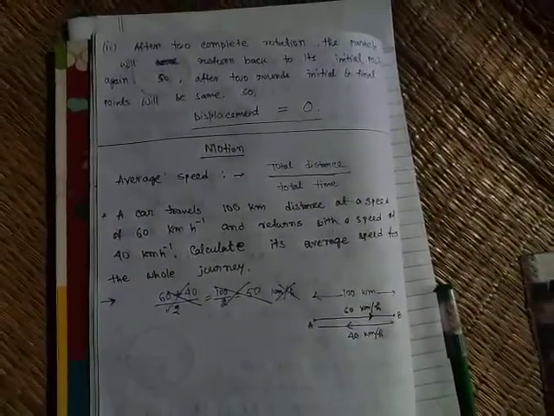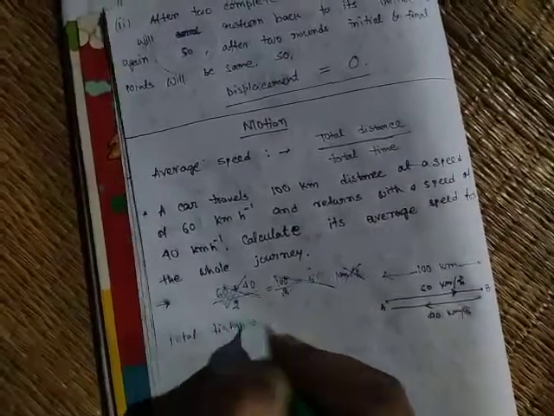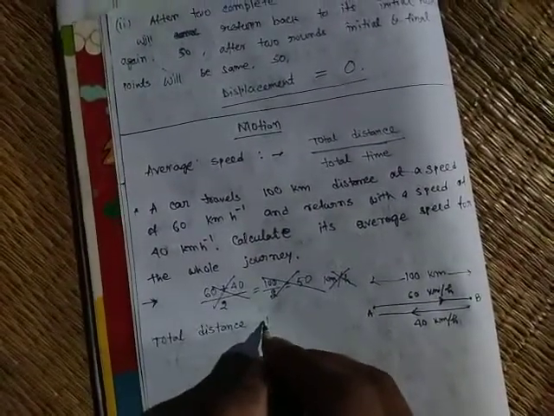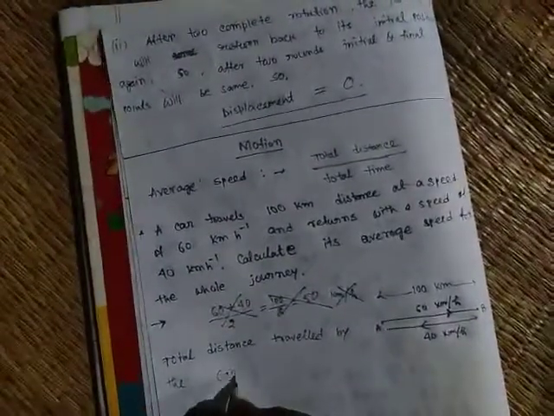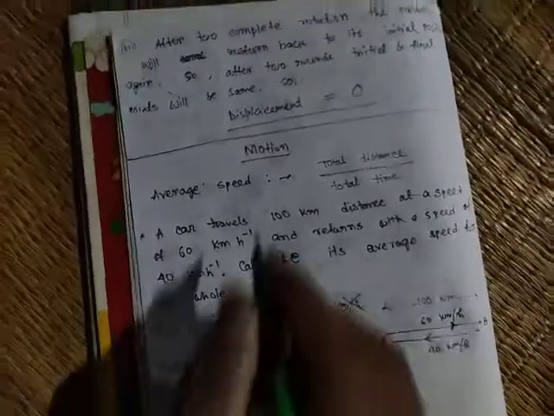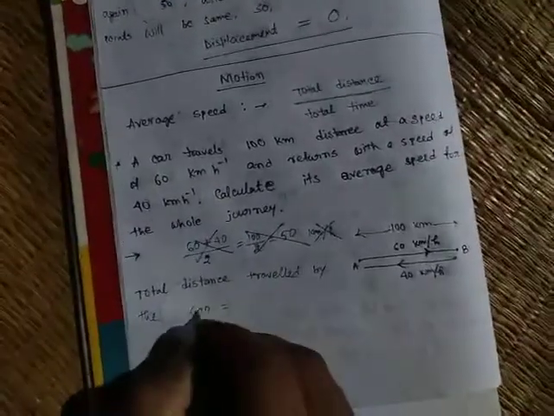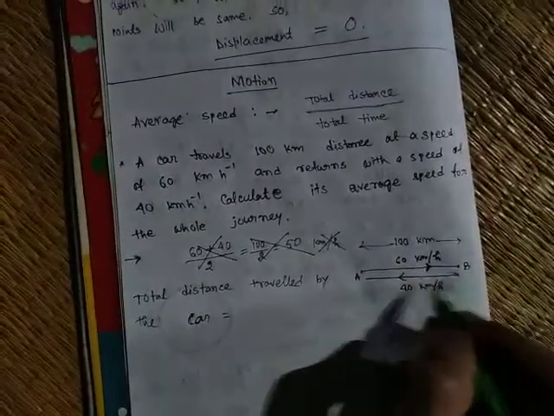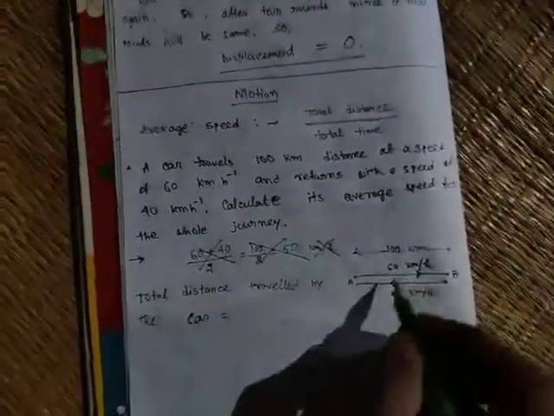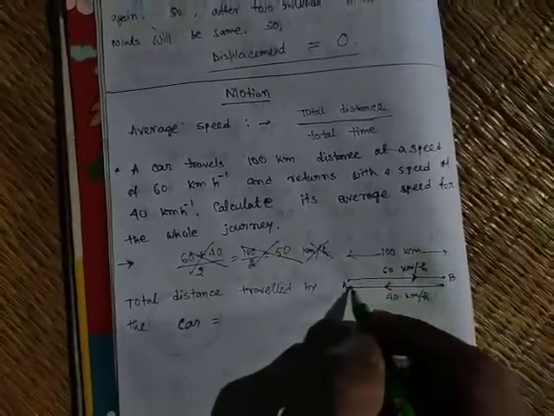Okay, so here what is the total distance? Total distance covered or traveled by the object, traveled by the car. See here, total distance, average speed, that means scalar. That's why total distance, not the total displacement. Total distance is equal to once A to B, then B to A. That is the total journey. That means 100 for the forward journey and 100 for the reverse journey.